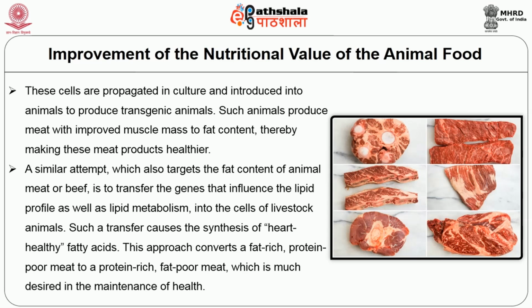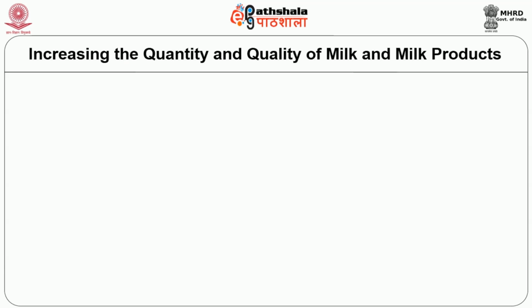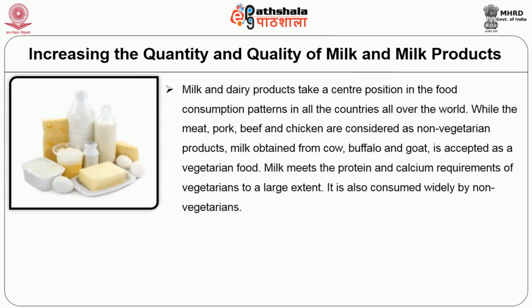The next aspect is increasing the quantity and quality of milk and milk products. Milk and dairy products take a center position in the food consumption patterns in all the countries all over the world. While the meat, pork, beef and chicken are considered as non-vegetarian products, milk obtained from cow, buffalo, goat, sheep and so on is accepted as a vegetarian food.